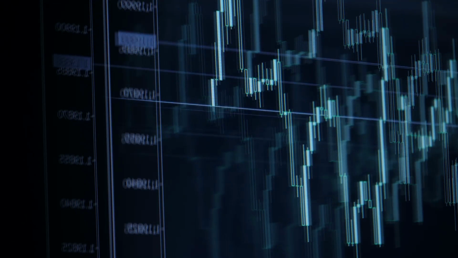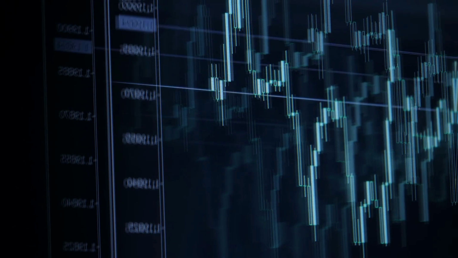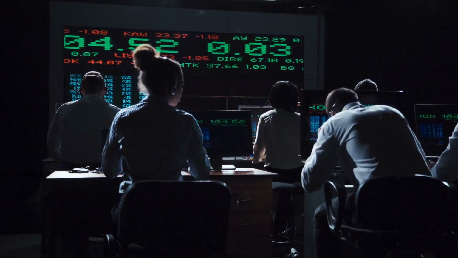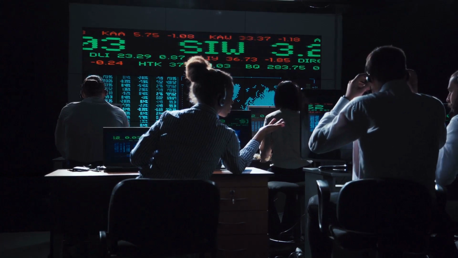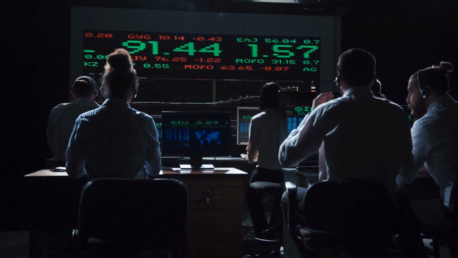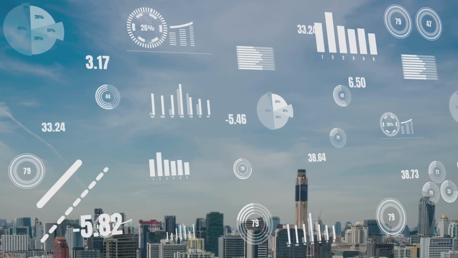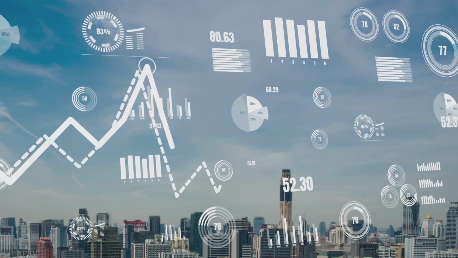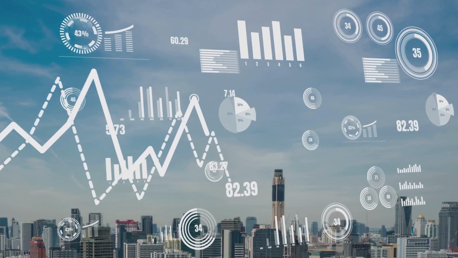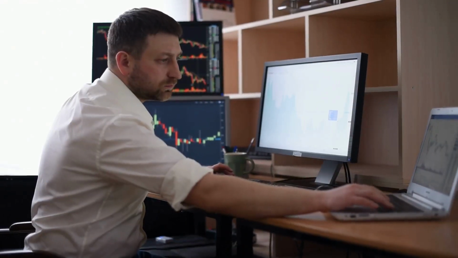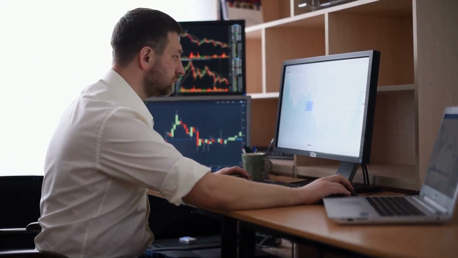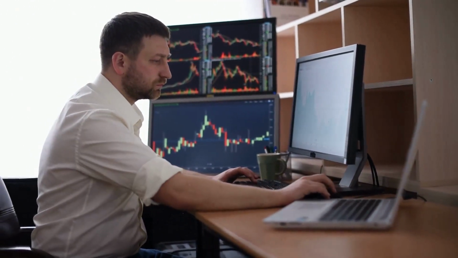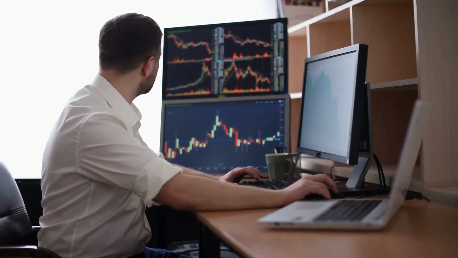Now that you're familiar with these advanced patterns, let's talk about how you can apply this knowledge. Knowledge is power, but it's how you use it that counts. So, you've learned about candlestick patterns, their significance, and how to identify them. Now let's delve into the practical side of things, integrating this knowledge into your trading strategies. First and foremost, it's essential to remember that candlestick patterns aren't standalone signals. They're part of a broader narrative, a piece of the market puzzle. So when you spot a pattern, don't rush into a trade. Instead, consider the bigger picture. How does this pattern fit into the overall trend? What other indicators are suggesting a similar sentiment?